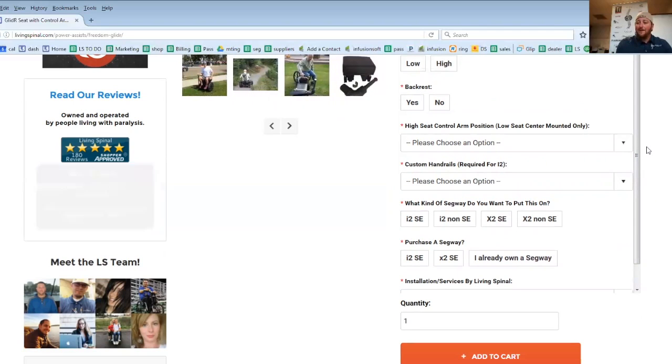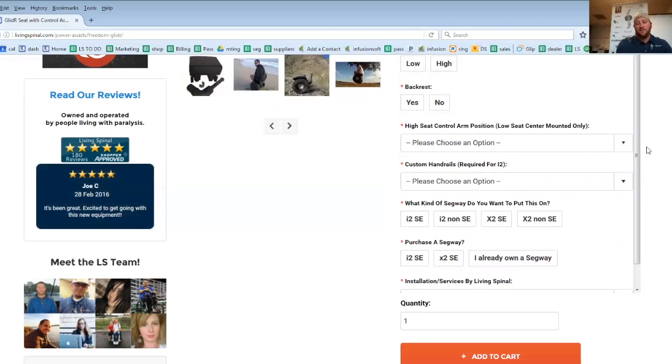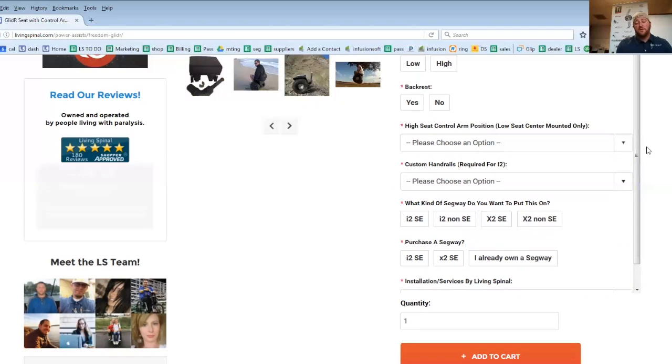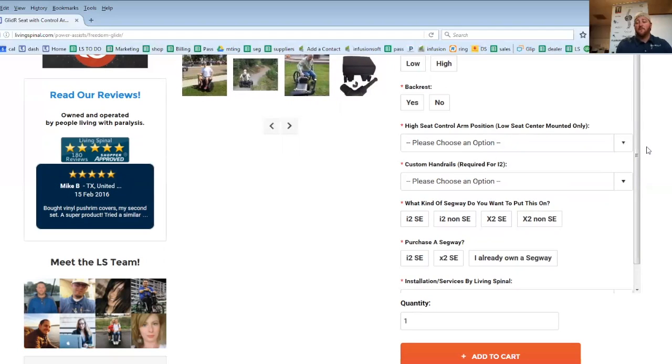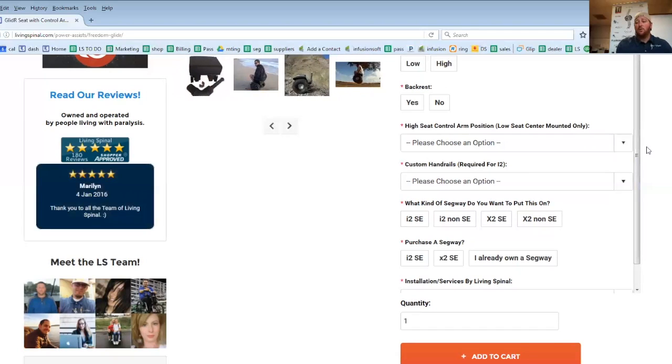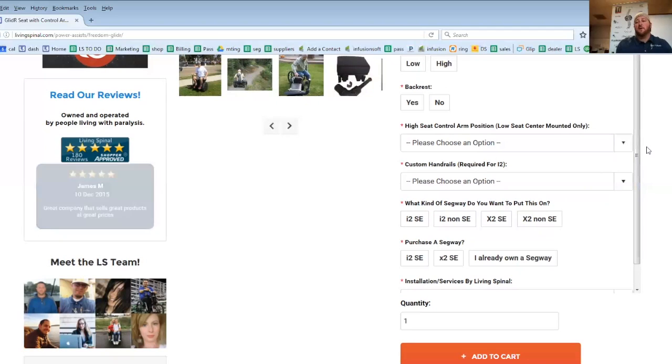There is no landing gear on a Freedom Glider, okay? It's actually the only seated Segway kit that Living Spinal sells that does not have landing gear. What does that mean? That means that you need to have a quick and aggressive transfer from your wheelchair, or you need to be able to have a little bit of ambulation or be able to stand and be able to sit down onto the Segway, because the landing gear on some of the other units out there is what allows someone to very slowly transfer onto a unit.